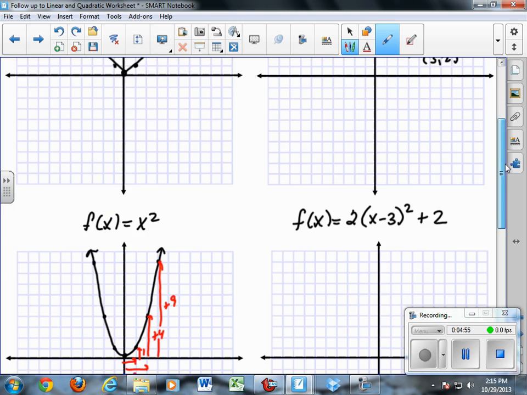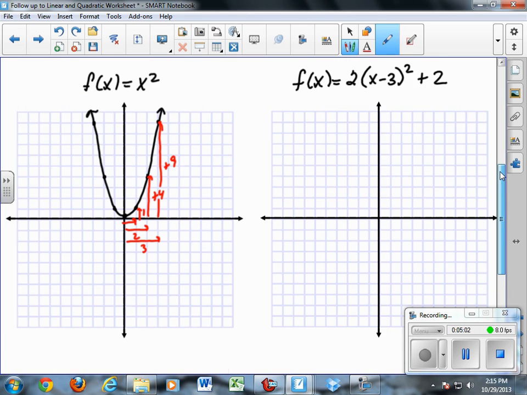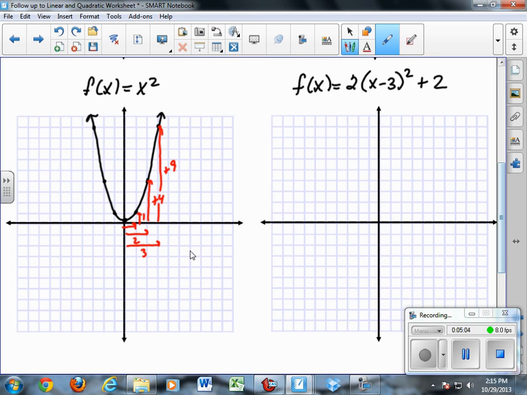Then I added 2 outside the function, and I also multiplied by 2 outside the function. So let's do the same thing we did with the absolute value graph. Starting with the vertex at 0, 0, now the vertex is going to be 3 over and 2 up. So the vertex now is going to be at the point 3, 2, just like the vertex of the absolute value graph. Now, how do I find additional points?